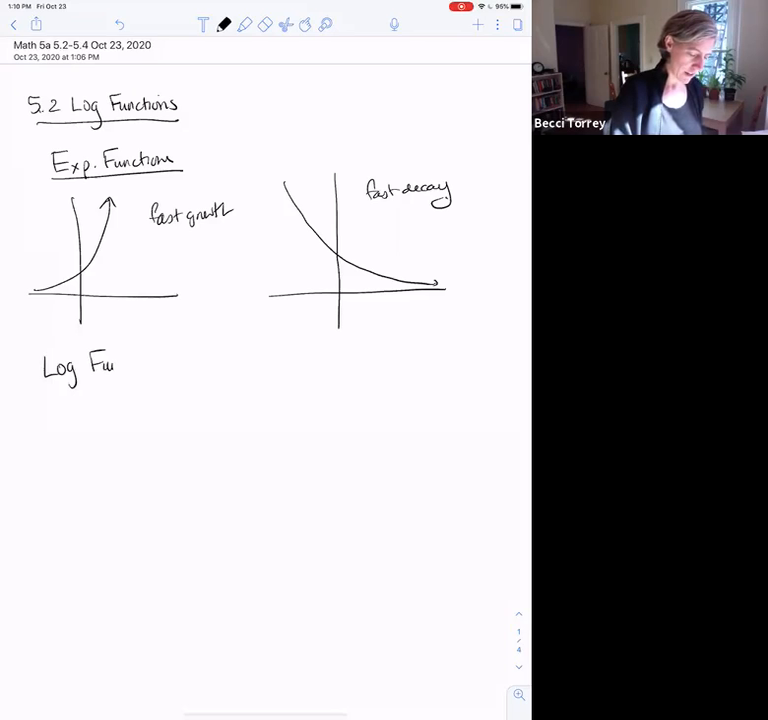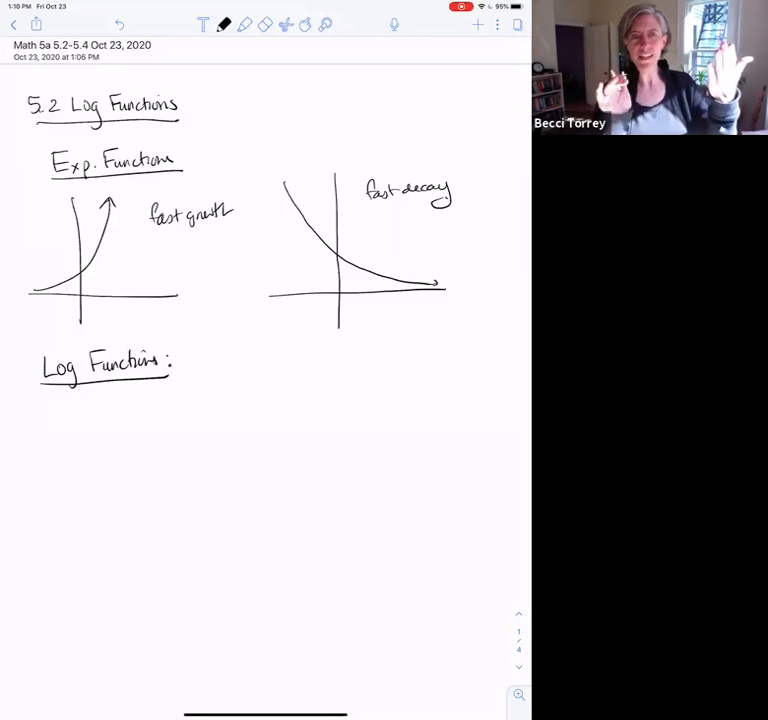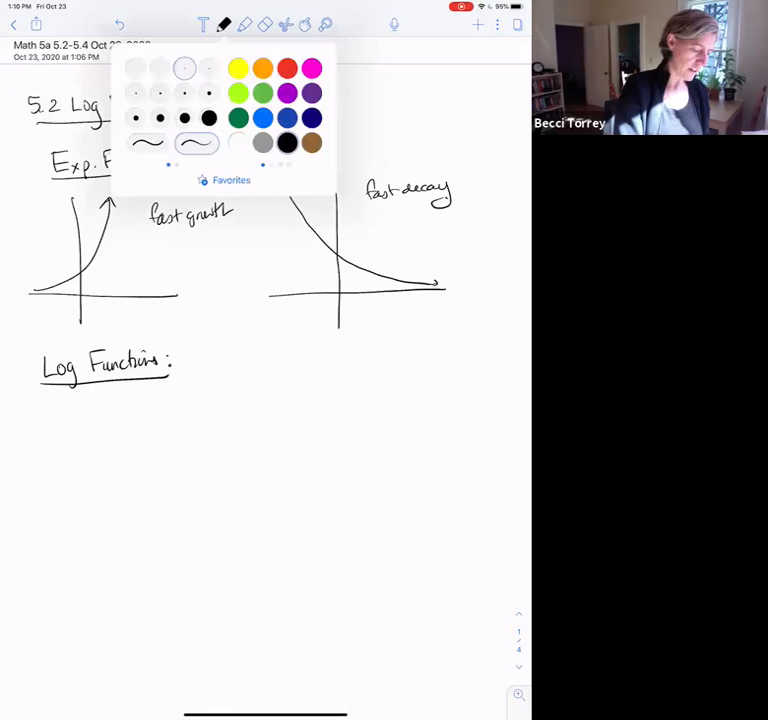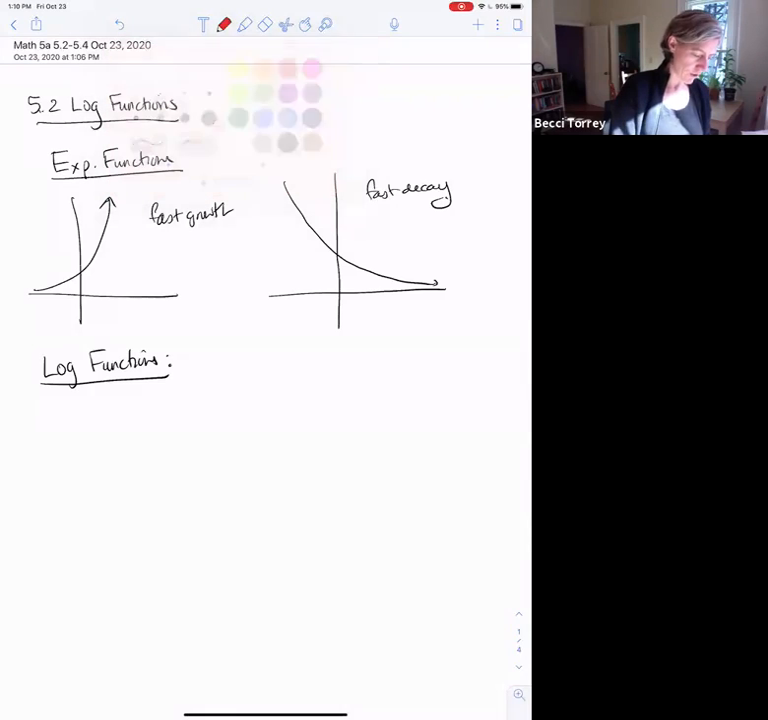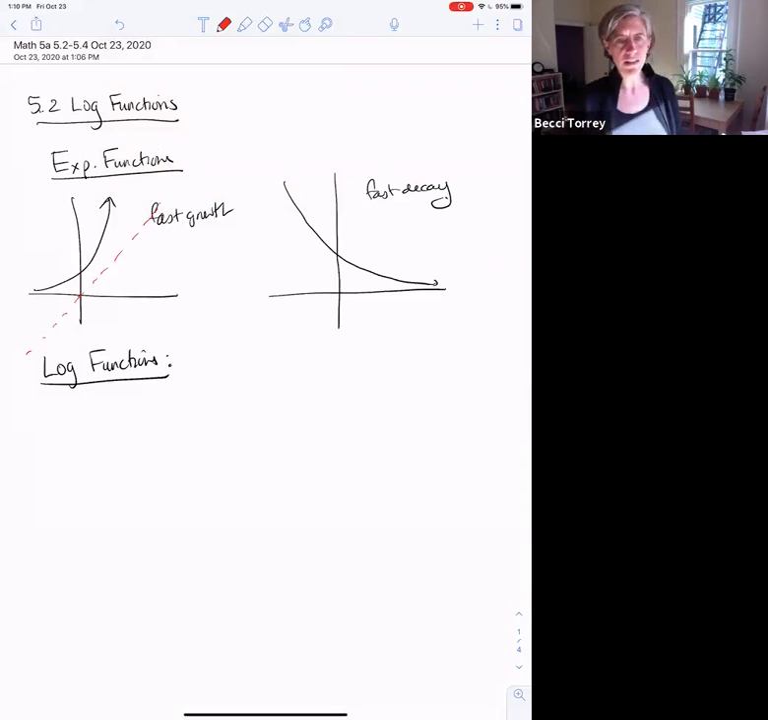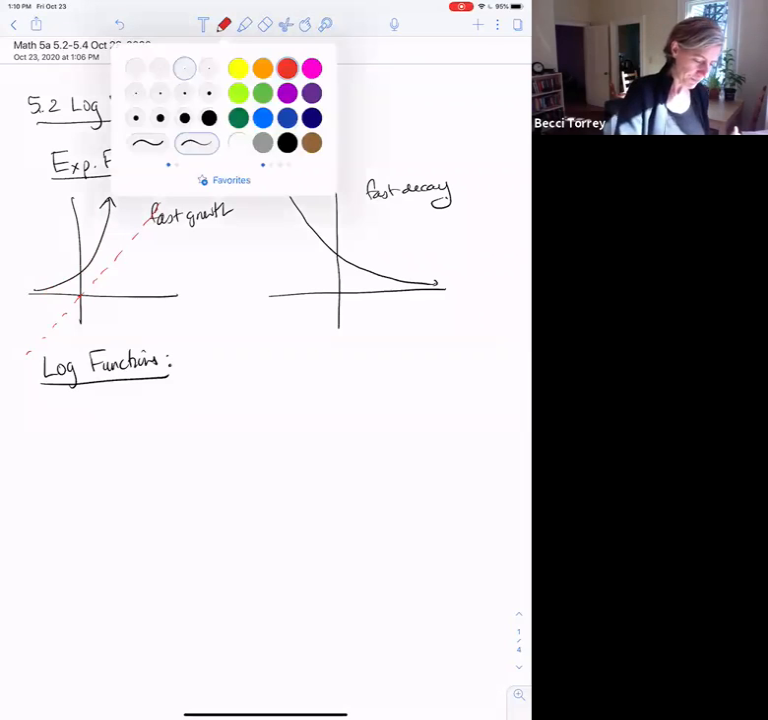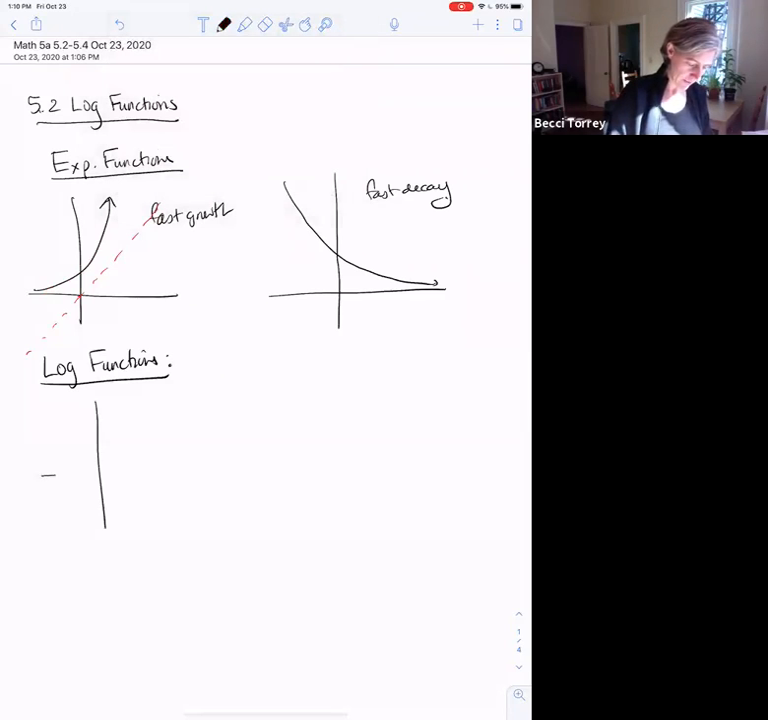So log functions are the inverse functions of exponential functions. One thing that means is that they're a reflection across the line y equals x. Graphically, if you took the line y equals x, which is a straight line through the origin with slope 1 like this, and if you put a lot of ink down on your exponential function and then folded it across that dashed red line y equals x, it would plop down your log function on the other side. So the log function is going to look like this.